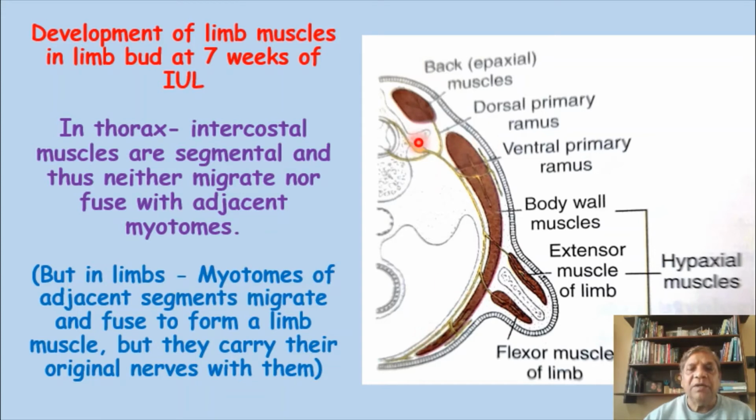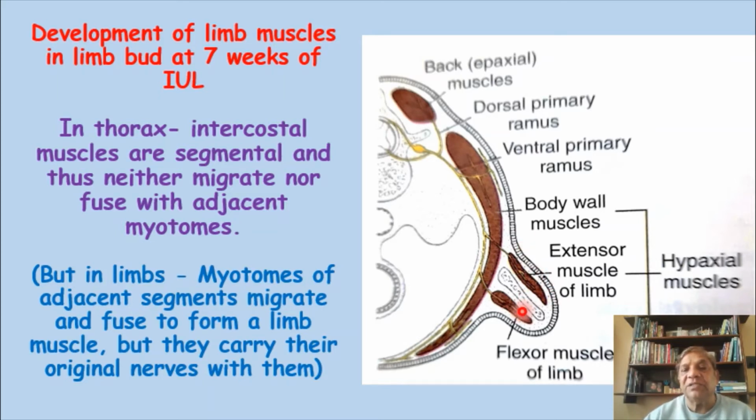Now you will see that the dorsal ramus goes and supplies the muscle and skin of the back side, and here are the muscles of the body wall, and then these are the muscles which are called hypaxial muscles. These hypaxial muscles are extensors and flexors, and they will take their position in the various parts of the limb, that is the forearm, the arm, the hand, like that.